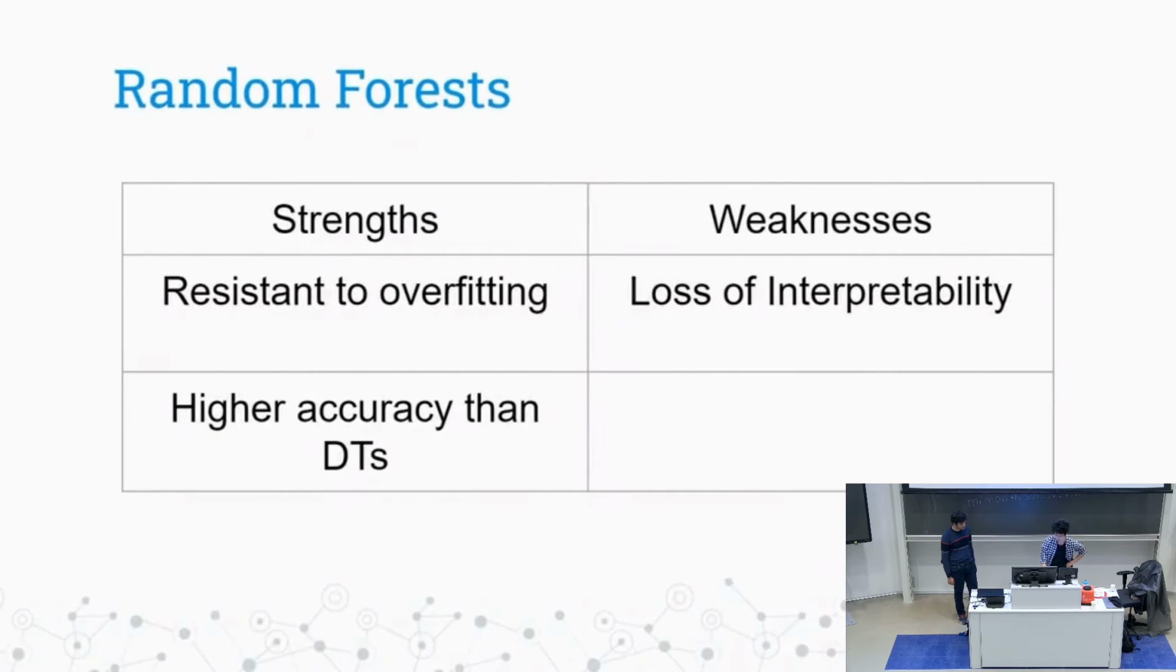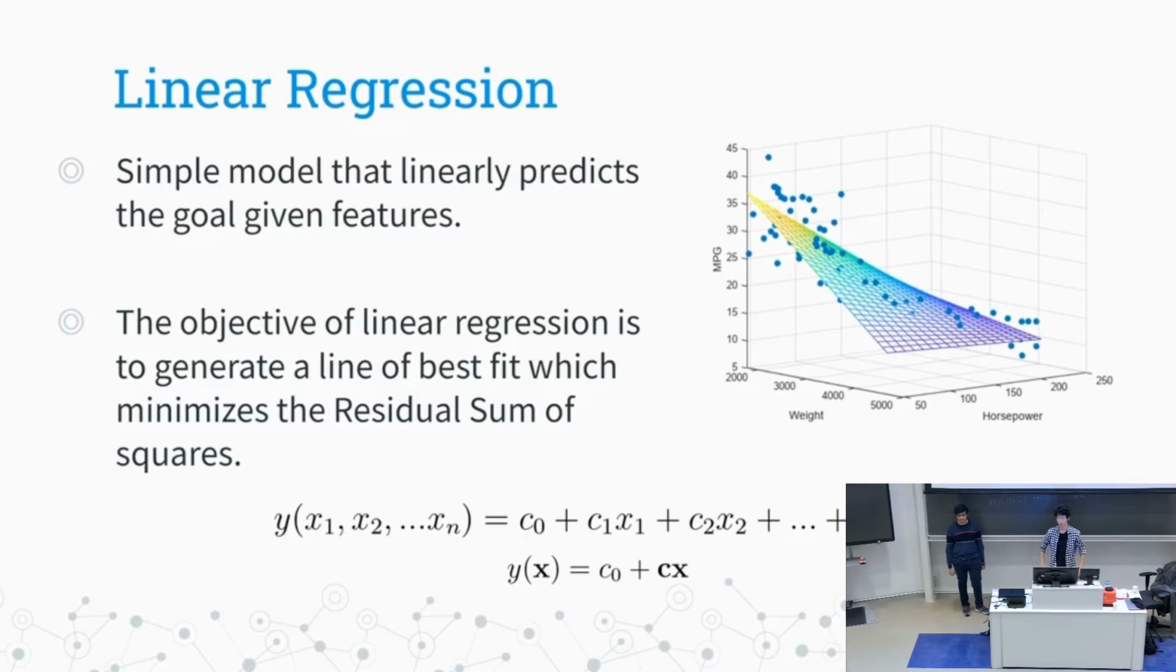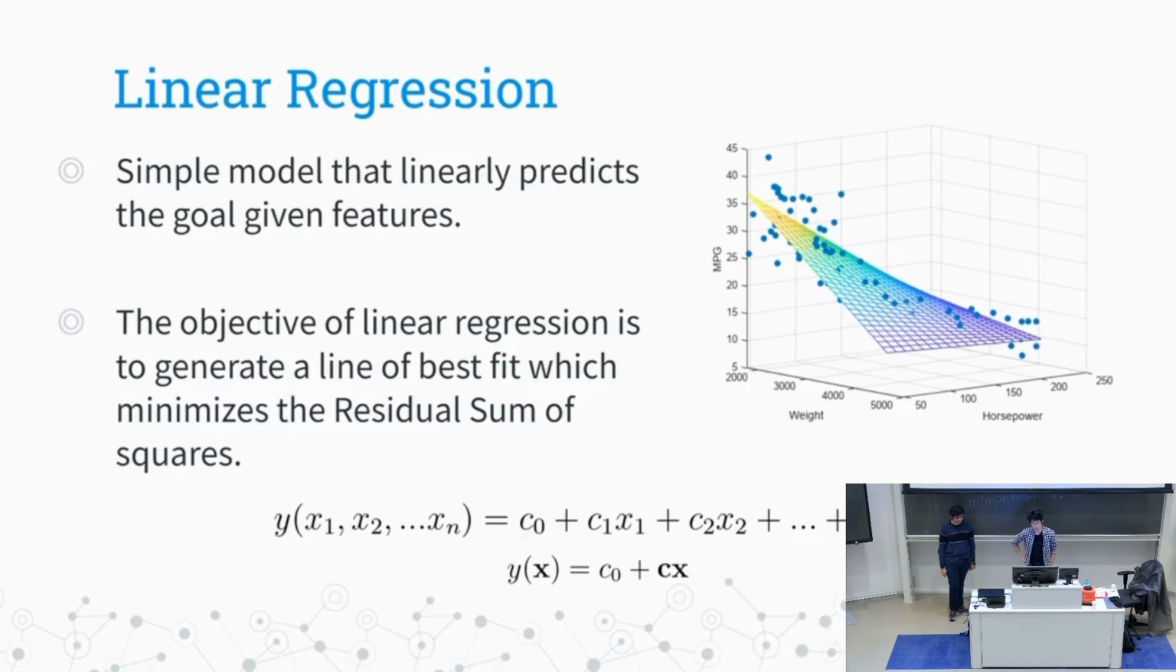Okay, decision trees. Random forests. Okay, now let's go to linear regression. This is something you've probably seen already in a statistics class maybe, or in a linear algebra class. What this does basically is it tries to fit a line of best fit or a surface of best fit to the data itself.